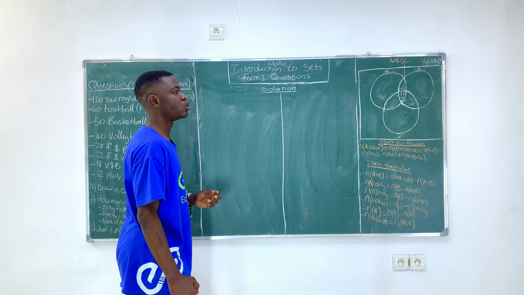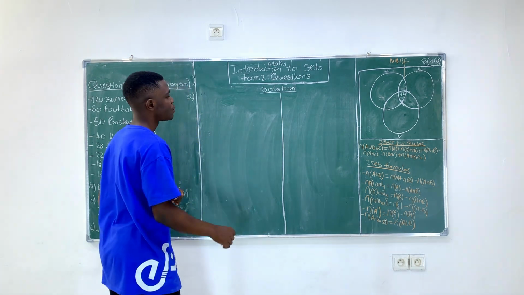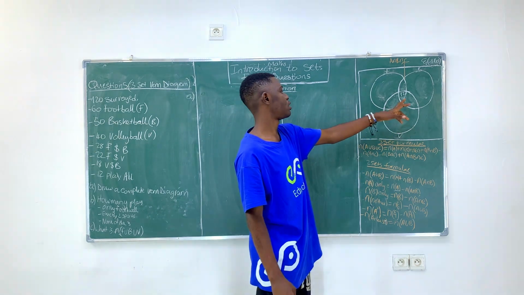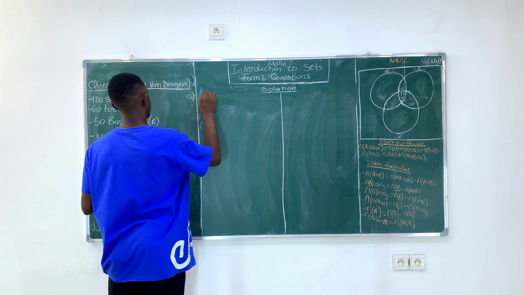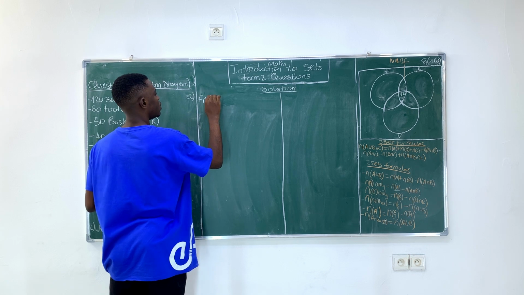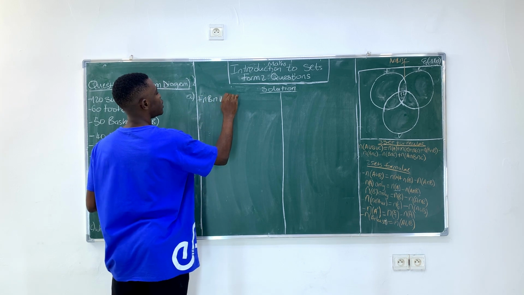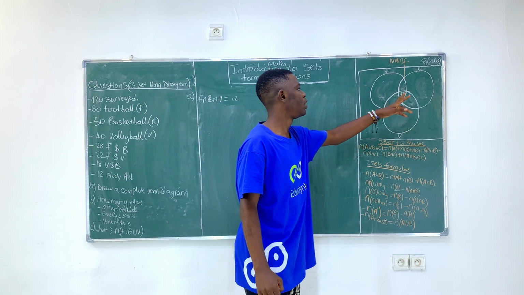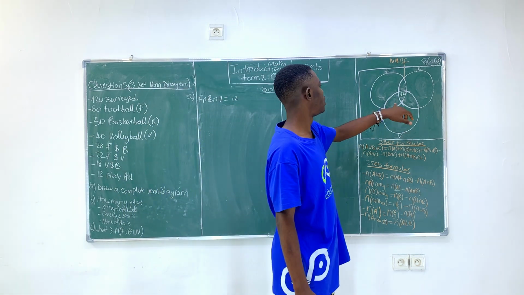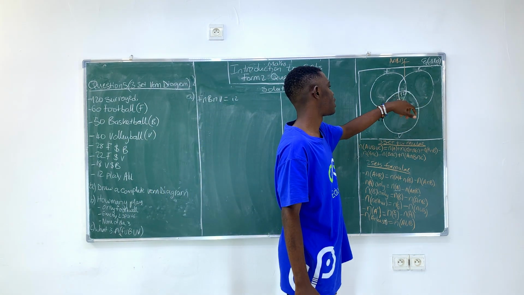So what is the first thing we have to do to complete that? We first have to find the highest intersection, which in this case is 12. So let's write it. We have F intersection B intersection V is equal to 12. Now when we have this, we have to find out the two-set intersections.